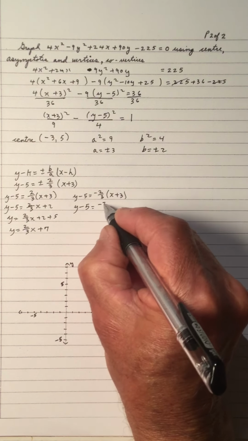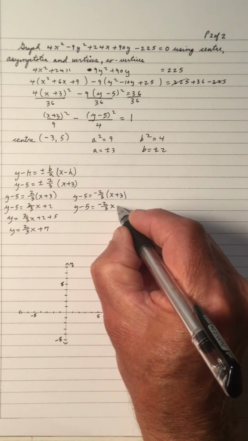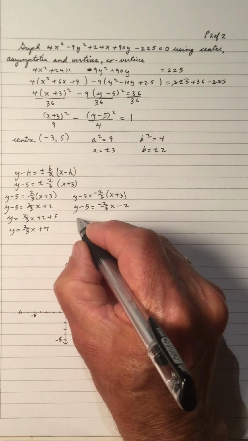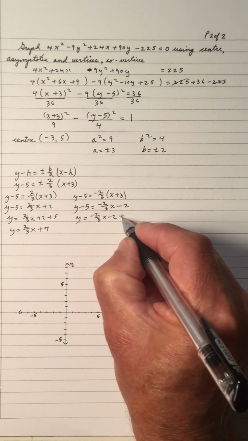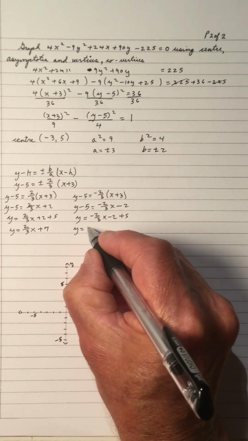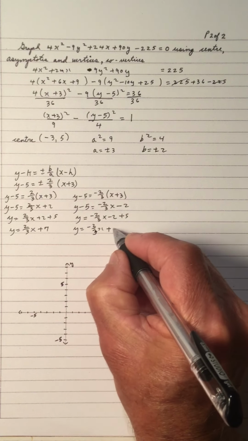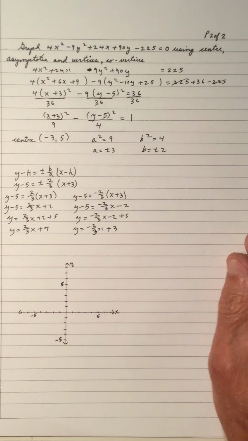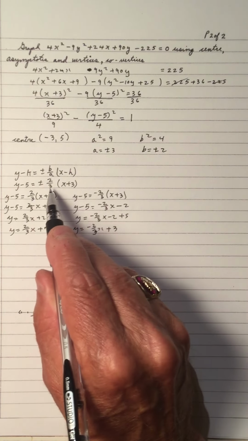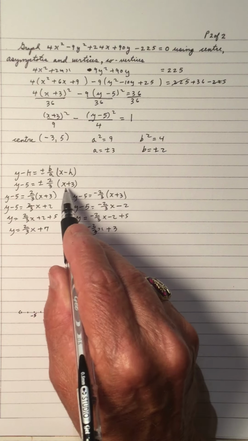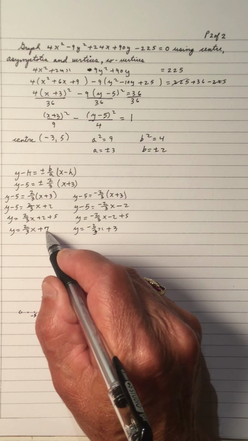Negative 2/3 times x. Negative 2/3 times 3 is negative 2. So y equals negative 2/3 x minus 2 plus 5. So y is negative 2/3 x plus 3. So I just worked those two asymptotes out to make it slope intercept form, because I knew that the 3 would cancel here and it would end up being nice numbers in terms of integers for the intercepts.